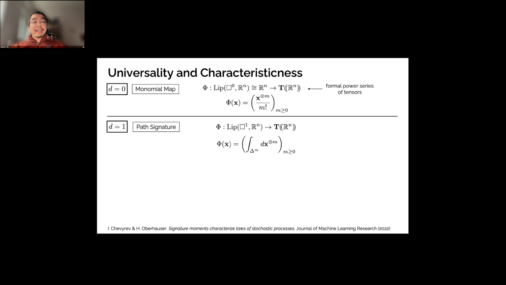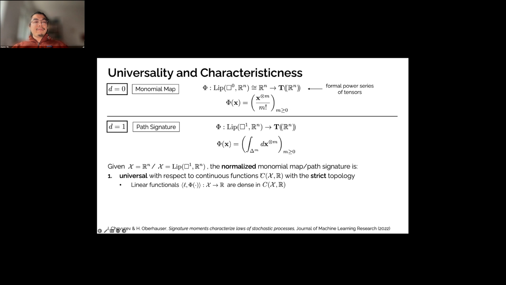In the case of d equals 1, we have a similar construction called the path signature. And in these two cases, if we perform some normalization procedure, then it turns out that both of these maps are universal with respect to continuous functions. And the space of continuous functions has to be equipped with something called the strict topology. But the point here is that we can approximate continuous functions on the entire Rn or the entire path space using linear functionals on this tensor algebra.